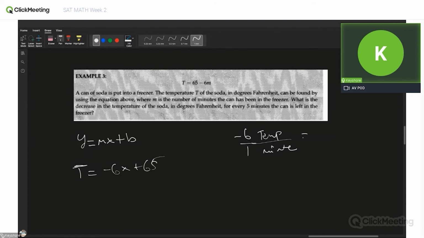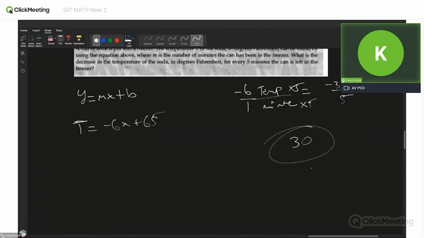So again, for 5 minutes, we just multiply both the numerator and the denominator by 5. That gives us negative 30 over 5. What that means is 5 minutes in the freezer, the can's temperature will go down by 30. So what is a decrease? Well, 30 is a decrease. So good job on getting that right.